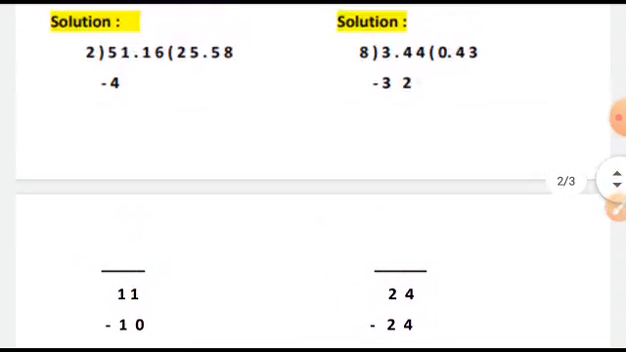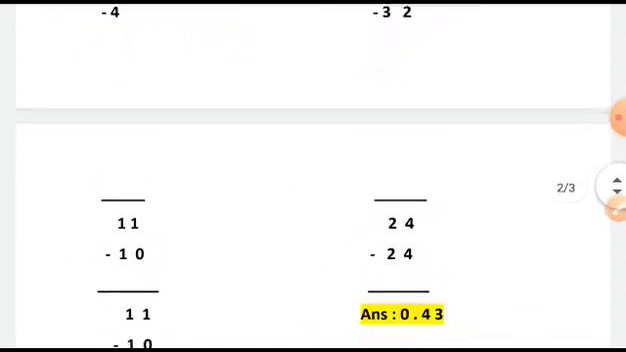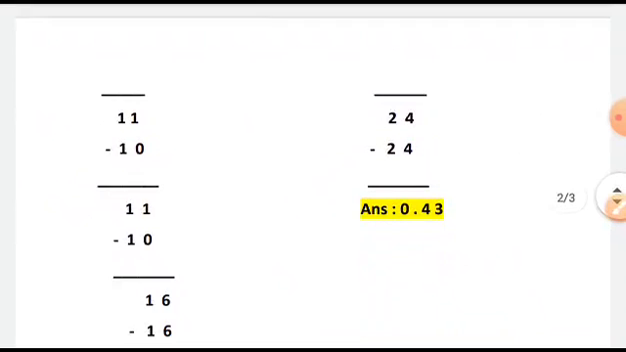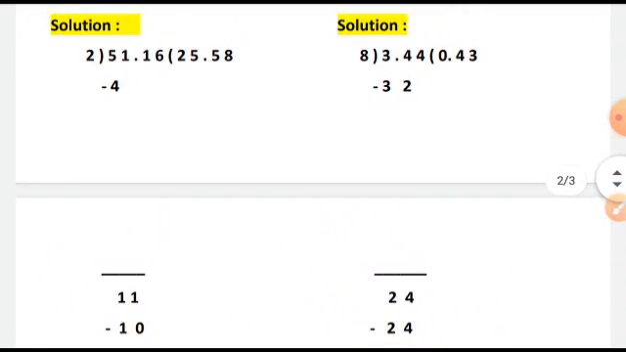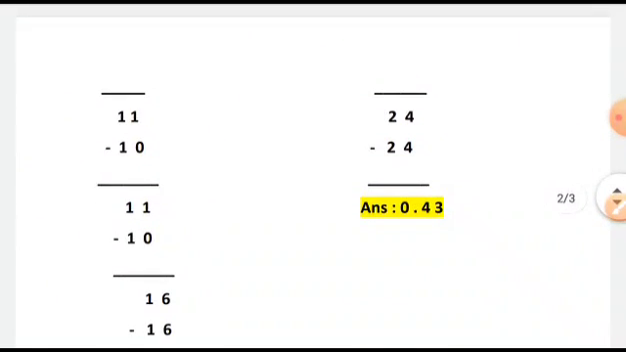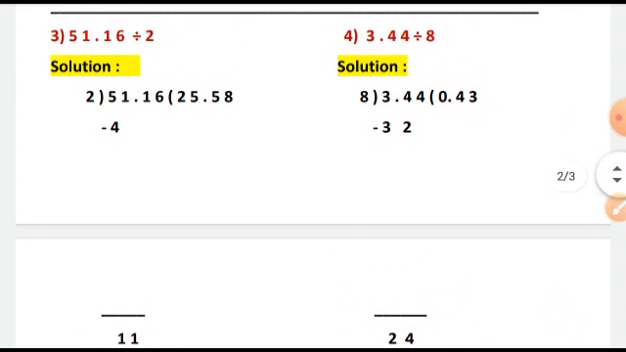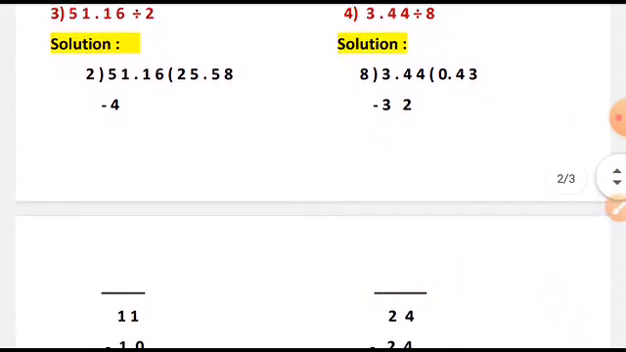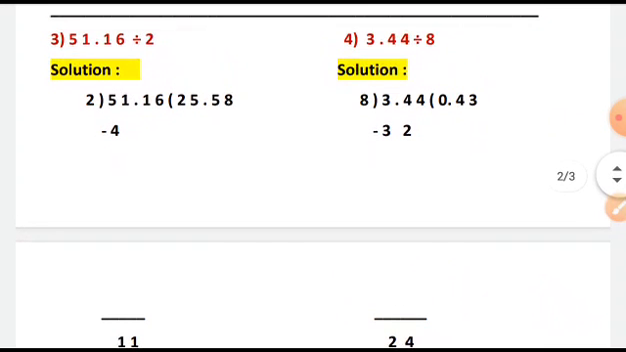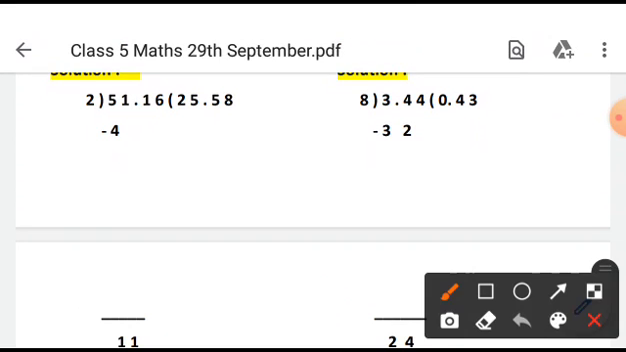Now you bring down the 6 and you have 16. So you are going to write 2 8s are 16. Then after that no remainder. So you are getting the answer as 25.58. Now similarly, the next sum number 4, 3.44 divided by 8. Now children, here see, this 3 is less than 8, alright.